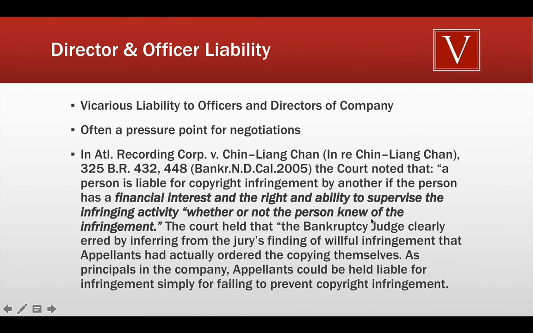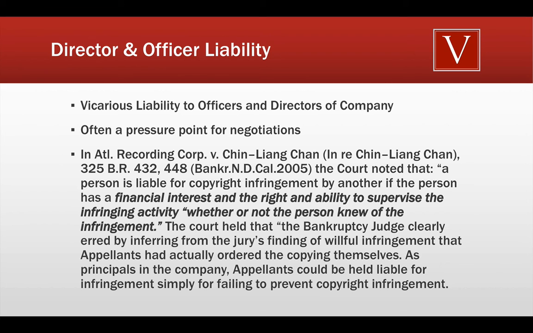Directors and officer liability. This is something that pops up quite frequently with smaller companies. You have 3-4 owners of the companies, and they're all, basically members of an LLC, or they're all officers and directors of a corporation. This is where you can get a lot of pressure from the software lawyers. They're calling you and calling out all the officers and directors, claiming that everyone will be sued, in other words. So, what we have here, we have a case, the Atlanta Recording Corp case versus Chin Lang Chan. Court noted a person is liable for copyright infringement by another. This is what we call vicarious liability.